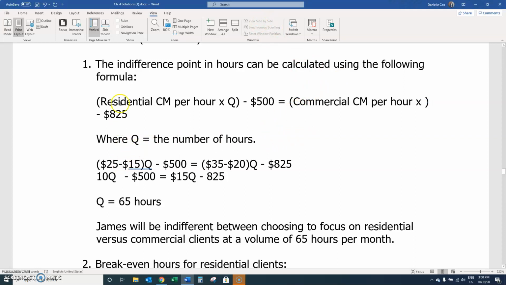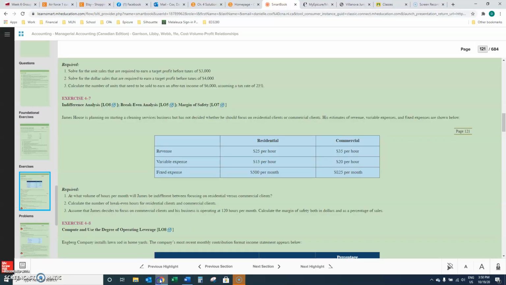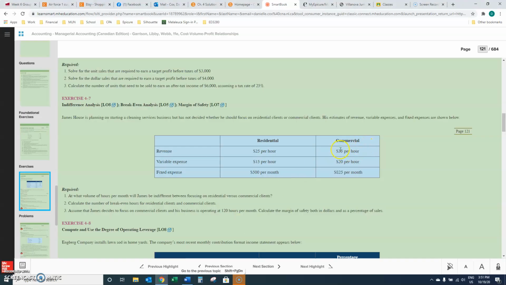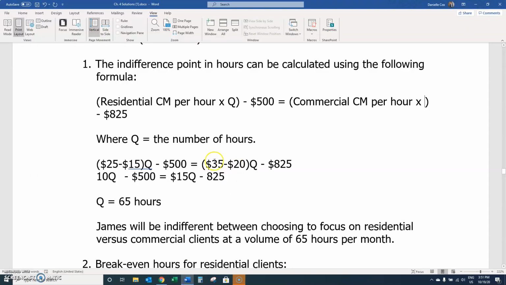So for residential, we were given revenue of $25 per hour, and variable expenses of $15 per hour. Therefore, our contribution margin is 25 minus 15, which is 10, times the quantity minus the fixed costs of 500, and we want that to be equal to the commercial, which is 35 revenue, 20 variable expenses. So 35 minus 20 gives us a contribution margin of $15 times the quantity minus the fixed expenses of $825.